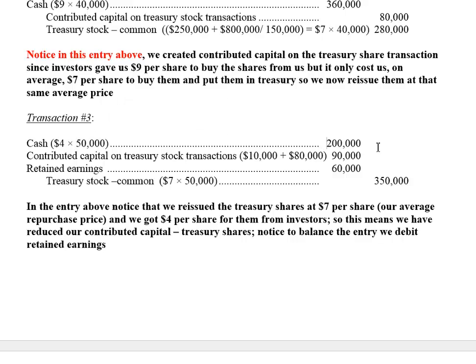So that's 200,000. So you can see the entry doesn't shore up. We've got a debit of 200,000, a credit to Treasury shares of 350, and that makes sense that we have to debit something because we got less from the investors than it cost us to pay them back. So it's not a loss. We have to debit some equity accounts. The first account we go to is our contributed capital on treasury stock or treasury shares.